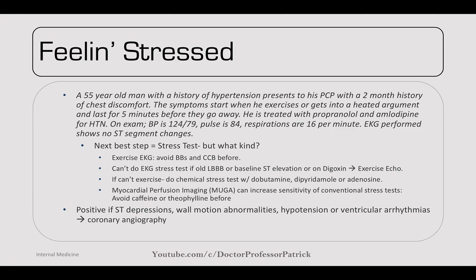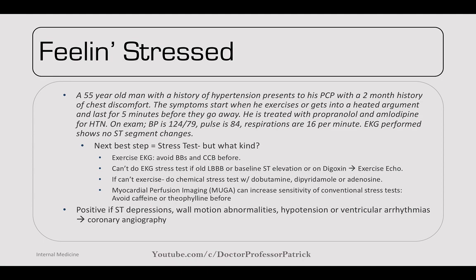And you can't do an EKG stress test if there's an old left bundle branch block or baseline ST segment elevation or they're on digoxin. So you can try an exercise echo. And if they can't exercise, you can do a chemical stress test instead, using dobutamine, dipyridamole, or adenosine. And then one last step that you can try is a myocardial perfusion imaging or MUGA scan that can increase the sensitivity of conventional stress tests.